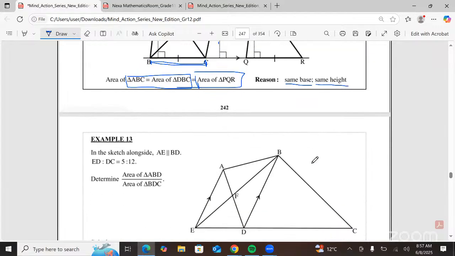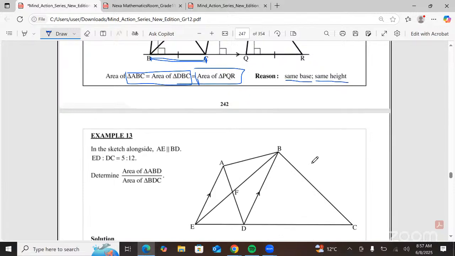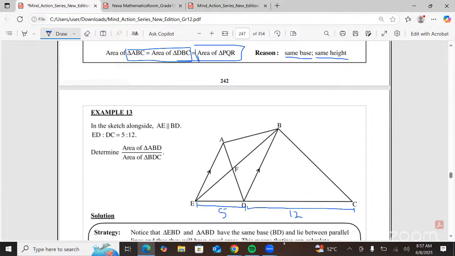Now we have this example here, example 13. They're saying in the sketch alongside, AE is parallel to BD. And you are given the ratio for this part: ED is 5 and DC is 12.